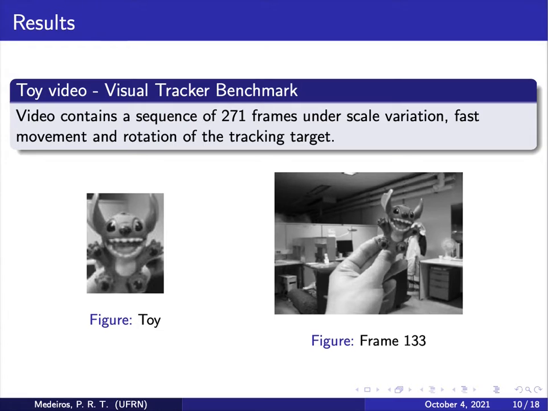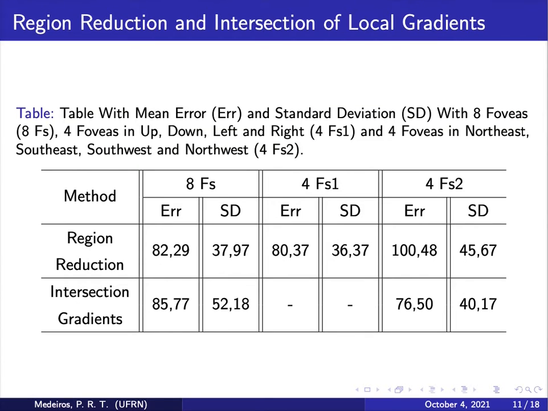We used the toy video from the visual tracker benchmark to validate our theory. This video contains a sequence of 271 frames under scale variation, fast movement, and rotation of the tracking target. The target was extracted from the first frame of the video, and we use foveas with 4 levels and SURF features. In our results, we calculate the mean error using the Euclidean distance between the estimated positions and the center position of the ground truth region.